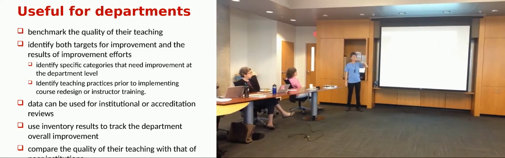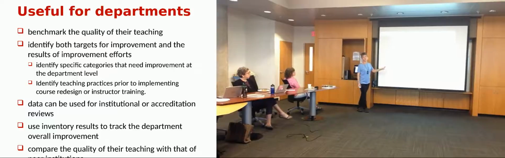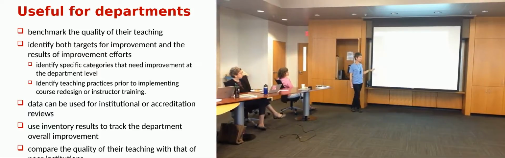Over time, if you do this every semester, over several years, you can actually track if there was any improvement in the teaching practices of a particular faculty or of a particular course. So that is helpful for the department. Now, you can also compare the quality of teaching done in this department, in this university, with the teaching done at other universities or peer institutions, if, of course, they are doing the same survey.